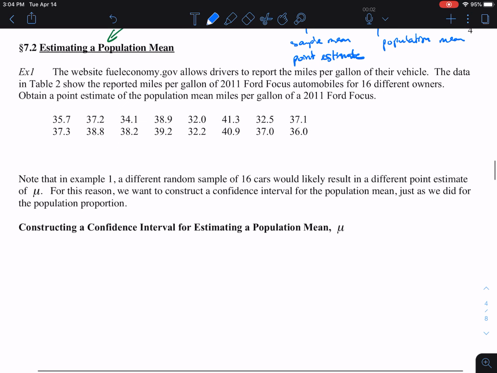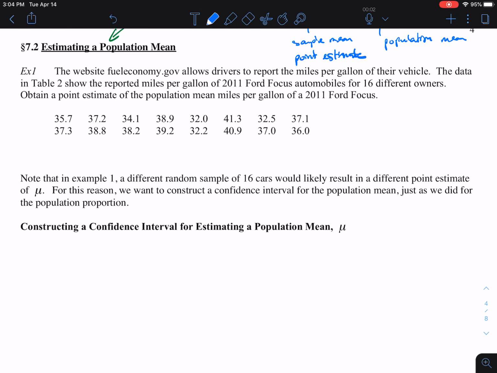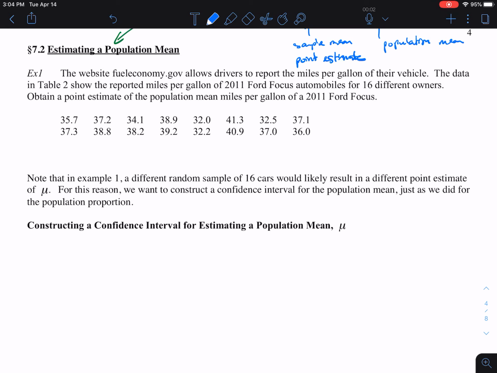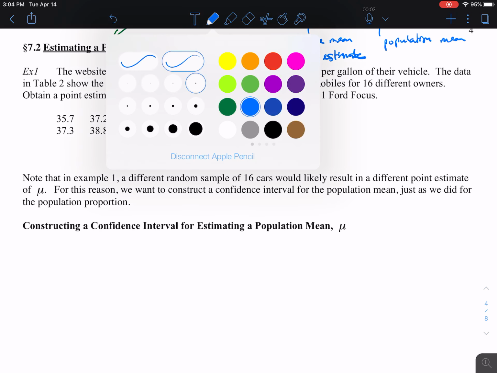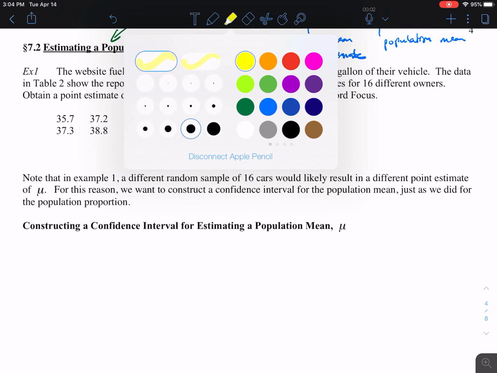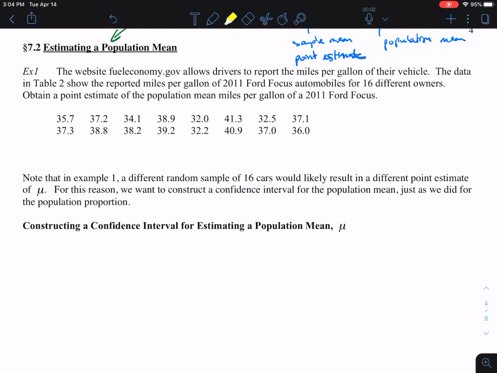To get started with that, we need to review a few things. That is, given a data set, how do you calculate the sample mean and also the sample standard deviation or variance. So let's look at this example. Suppose we want to estimate the mean miles per gallon of a 2011 Ford Focus. So that is a population mean. That's our goal there.